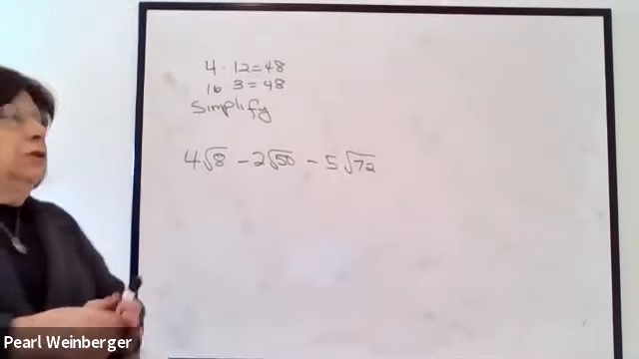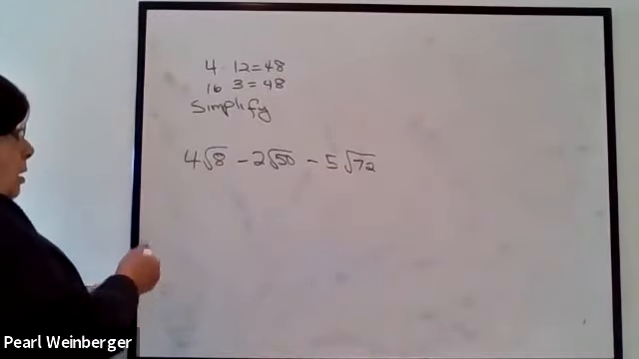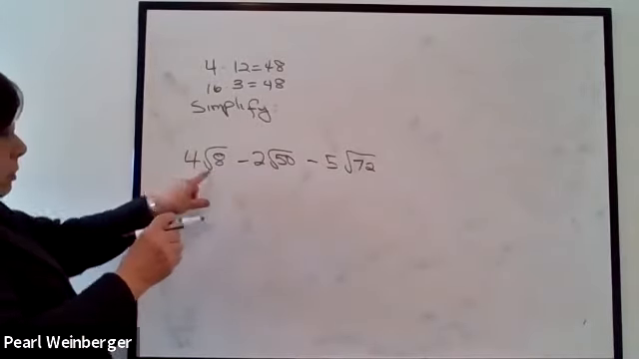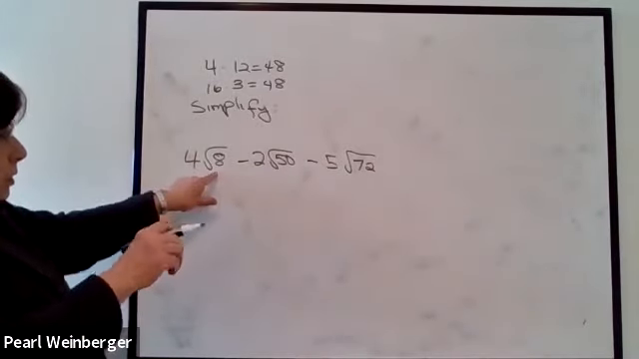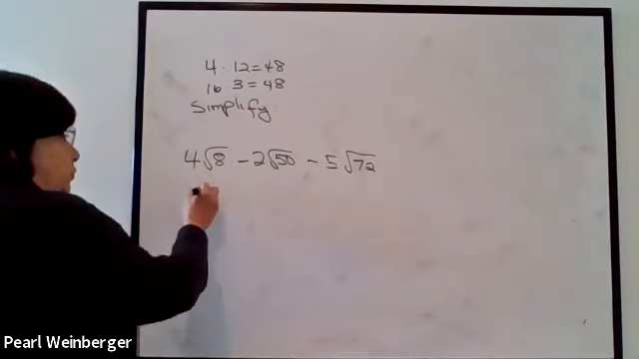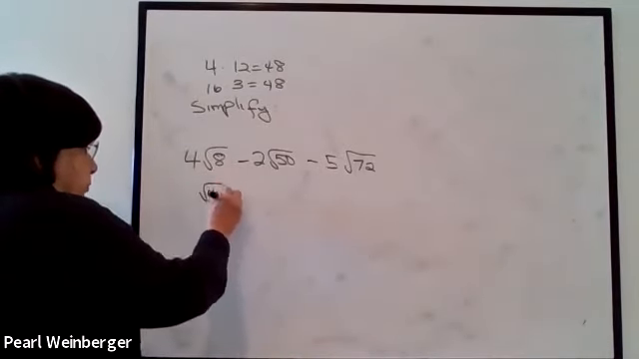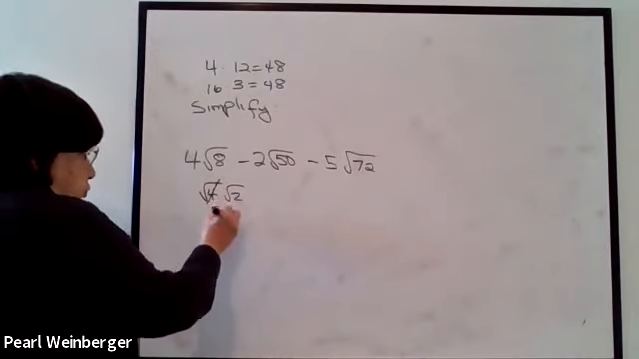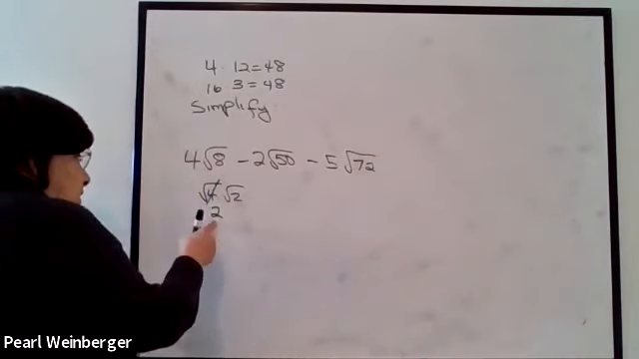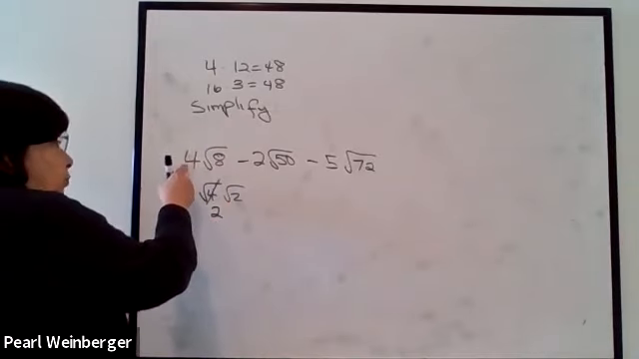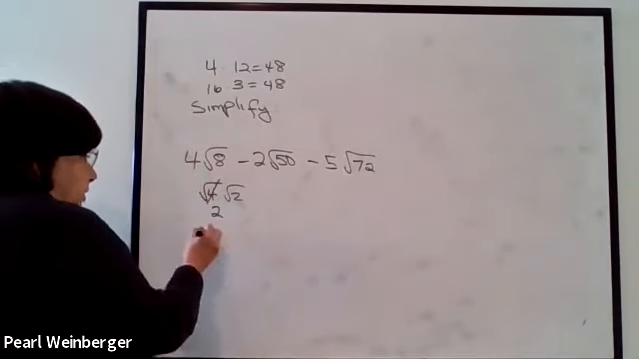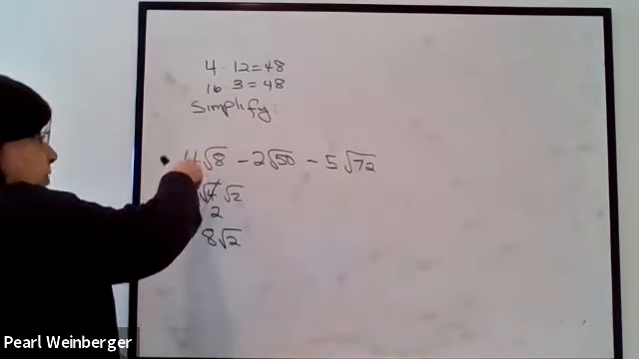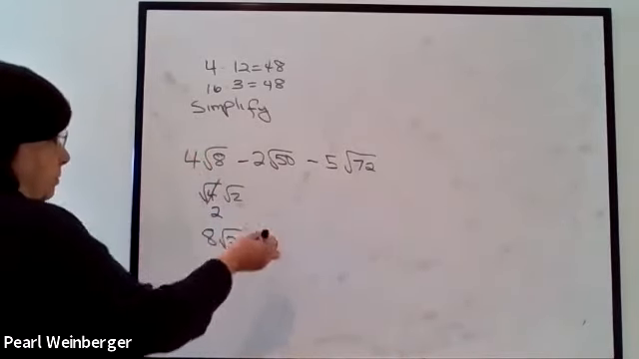Okay, let's do this together. First, the 8. Obviously, I'm going to break 8 into 4 and 2, because 4 is a perfect square. And the square root of 4 is 2. I have to now take this 2 and multiply by the 4 that was on the outside originally, and that gives me 8 radical 2. That's a simplification of 4 radical 8.